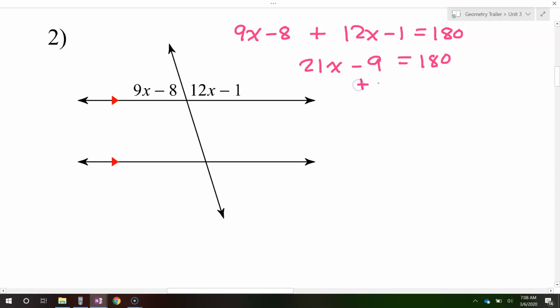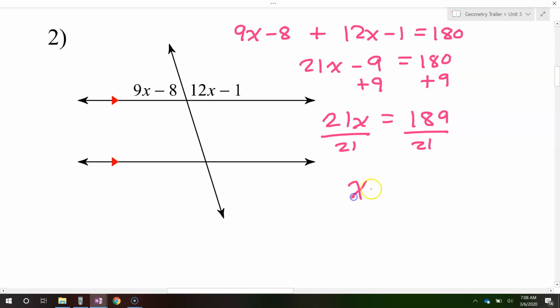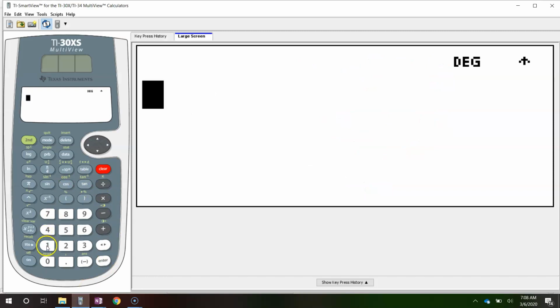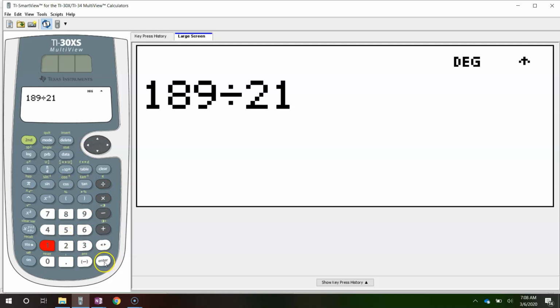So I need to add 9 to both sides as I try to get x by itself. So now I have 21x is equal to 189. Finally, I will divide both sides by 21, and calculator: 189 divided by 21. That's 9.